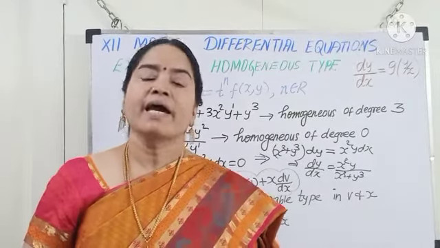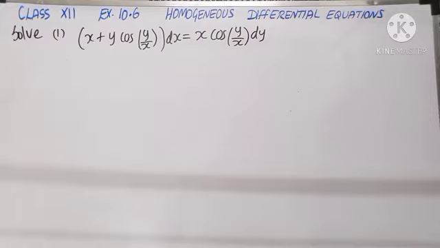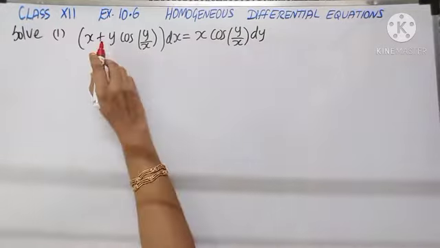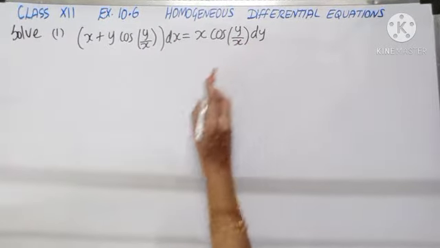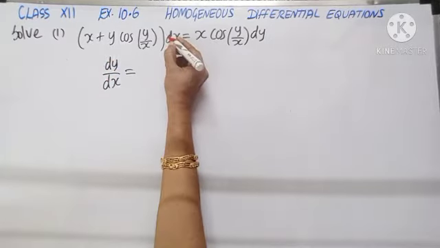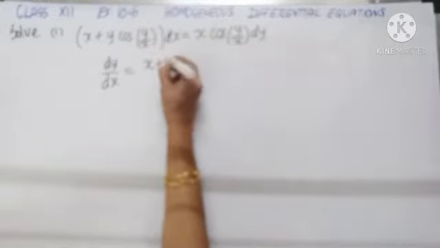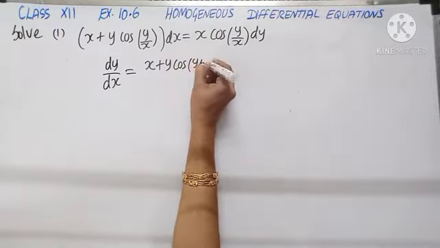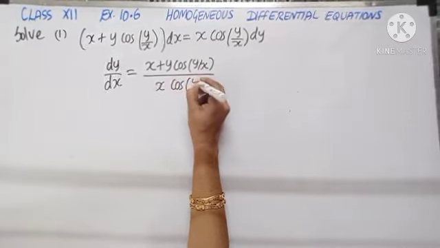Now let us see exercise problems to understand better. Exercise 10.6, question number 1. Solve (x plus y cos(y by x)) dx equals x cos(y by x) dy. Our very first idea, let us try to rewrite the equation as dy by dx. So, I bring dx down, I bring this here, x plus y cos(y by x) divided by x cos(y by x).